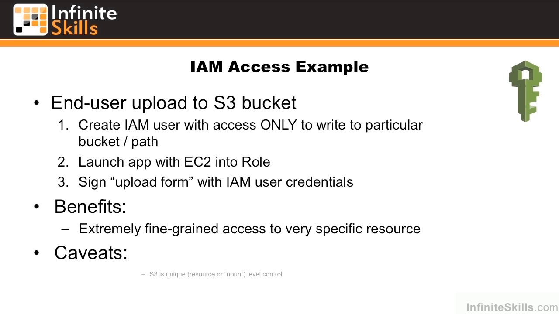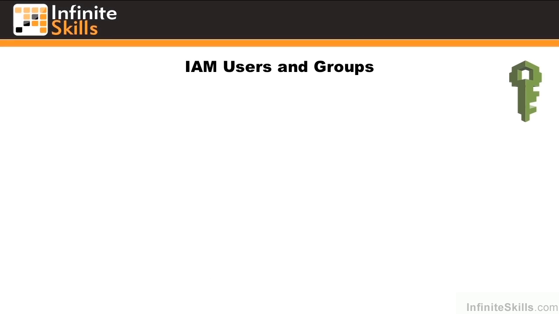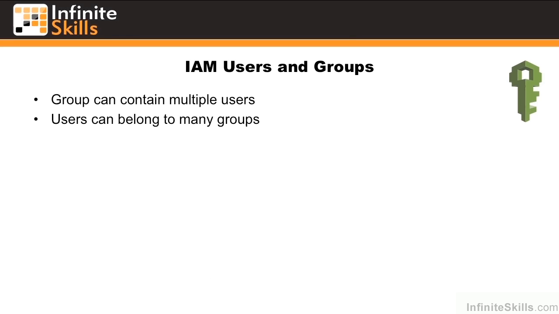This may not be the best example because S3 is a bit unique. It allows resource or noun level control. Most services don't allow this. IAM is broken into users and groups. A group can contain multiple users, and users can belong to many groups.